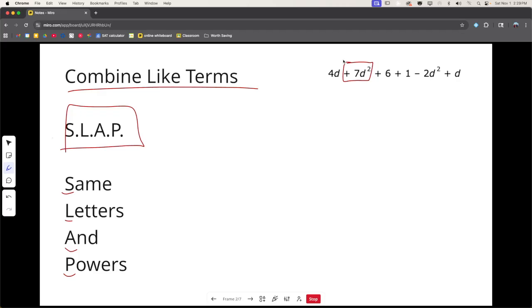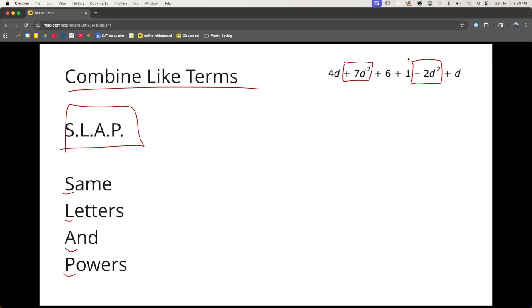And this is called combining like terms, right? So it will combine if we find another term in the problem that has a d to the second power, right? It has to have the same letter and power. So do I have another d to the second power in the problem? I do. It's right here, this minus 2d to the second power.